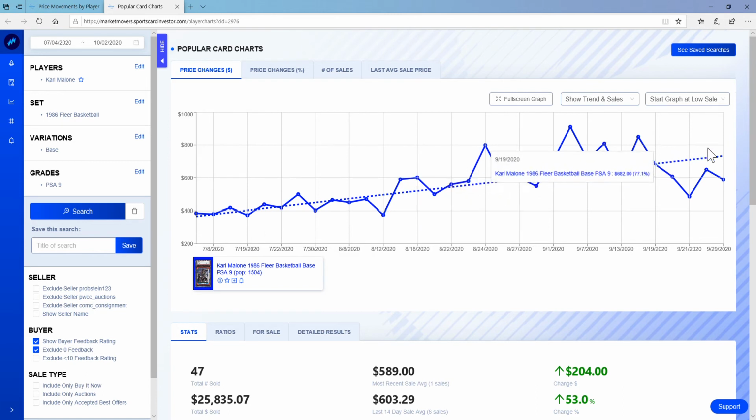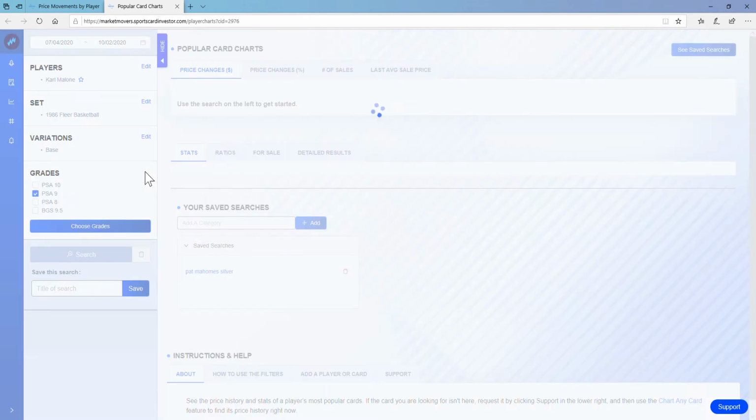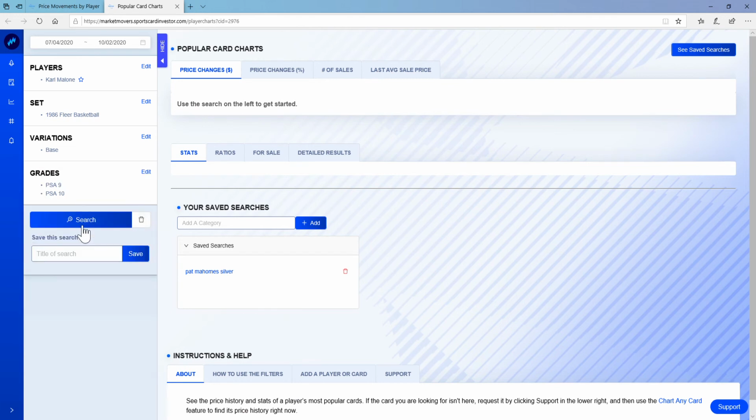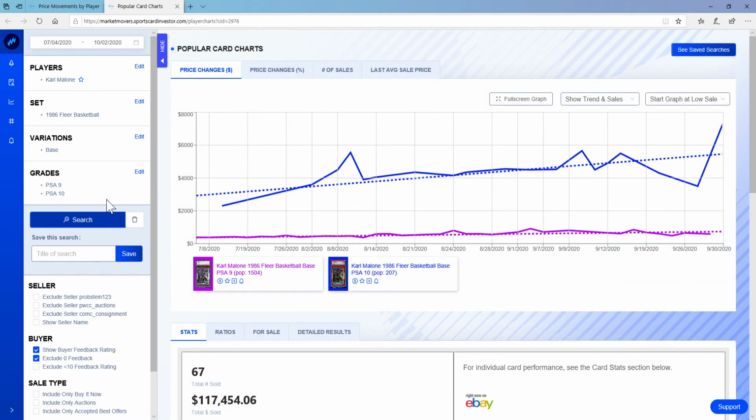So it is steadily moving up here, but you see some dips down here. So maybe when you find these dips, you can find that card for that price and buy it, and then hopefully it bounces back up. But what I like to do here is, you can add the other grades. So you can come over here and add the PSA 10 to the same chart. And this is where you're going to see the story of what's going on with the PSA 9 and PSA 10.